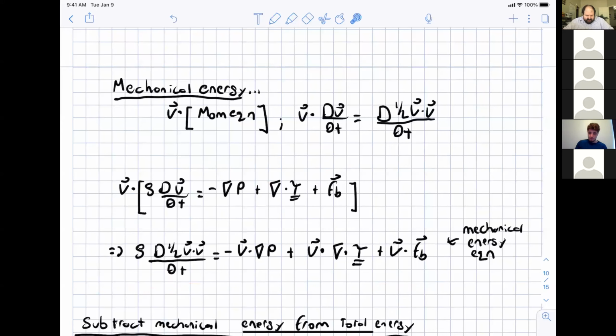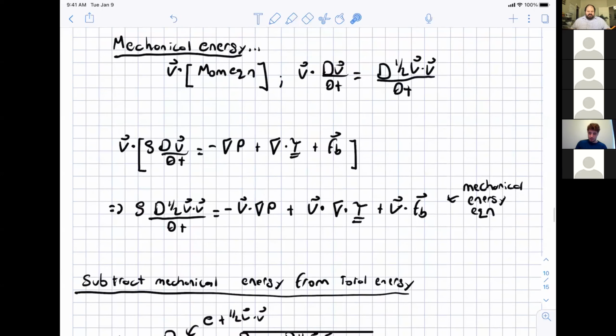You can do the same operation for the momentum equation in total energy form. They are equivalent, again with the exception of the smoothness assumption that is buried into this equation here. So now we have this equation. It's really for the kinetic energy, and this is the energy that I want to remove from the total energy equation.